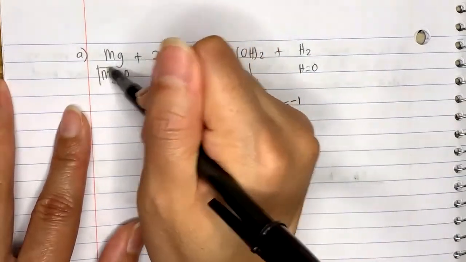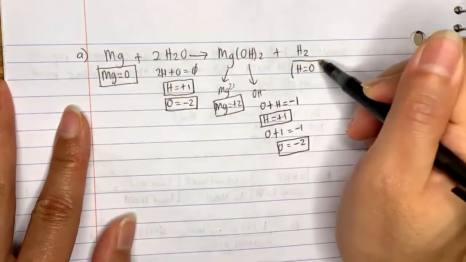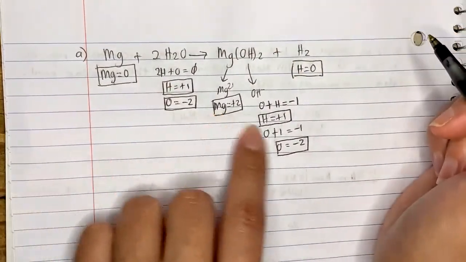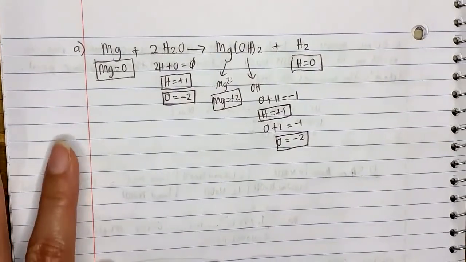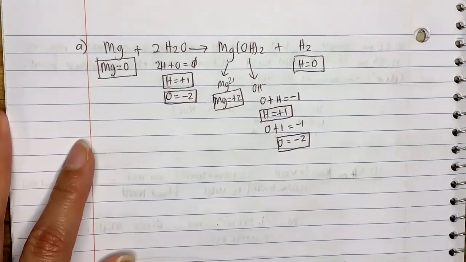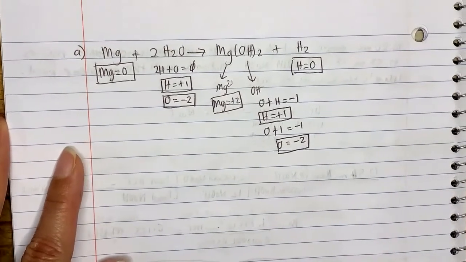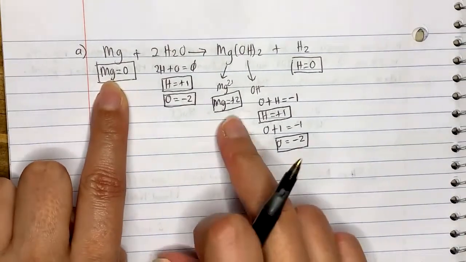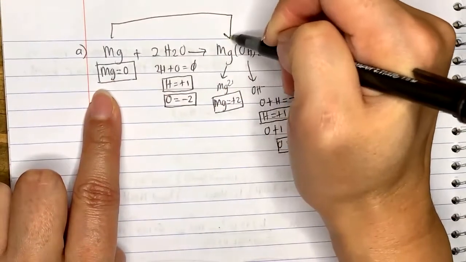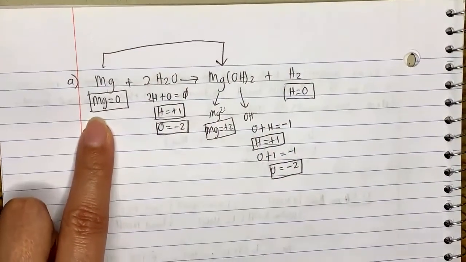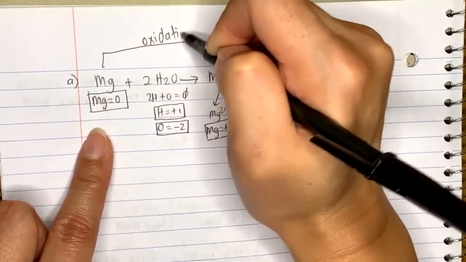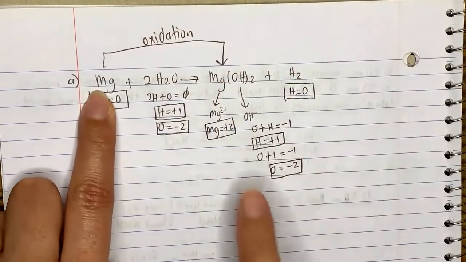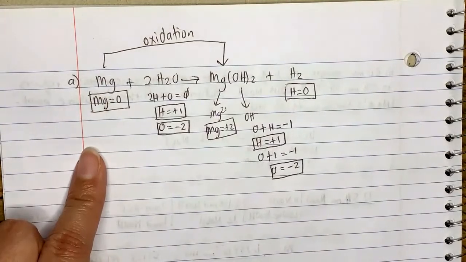You see I have magnesium 0, and then hydrogen and magnesium. So now take a look at all these numbers. Do you see an element where the oxidation number went up? Magnesium went from 0 to 2. Notice that it went from 0 to 2. When it goes up in oxidation state, this is an oxidation process. Magnesium has been oxidized. Okay?